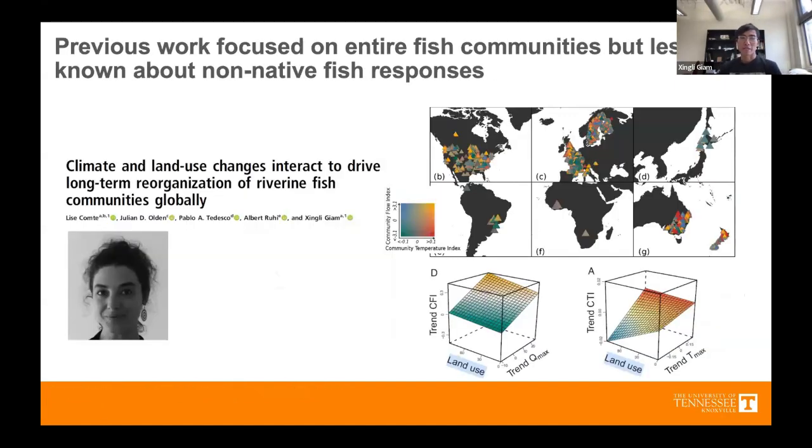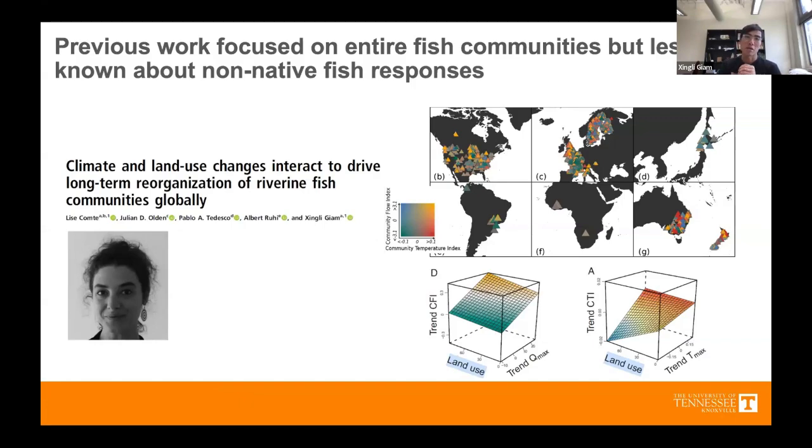So previous work that myself and my collaborators, so Liz is a postdoc who worked with me, along with our collaborators, Julian Olden, Pablo Tedesco, and Albert Ruhi, we looked at how climate change and land use change interact to drive changes in fish communities globally. So we compiled a lot of data globally, and you can see that a lot of data is actually focused in the temperate regions. We have very little data in the tropical regions, but Guido, my student, is working on that right now. So hopefully we'll have more information on tropical systems.